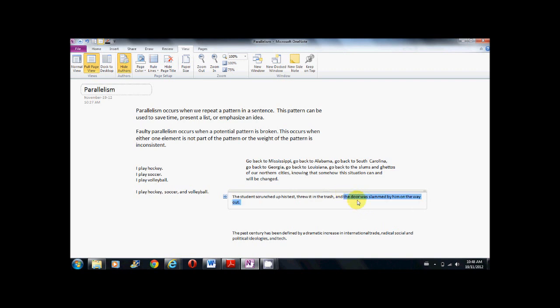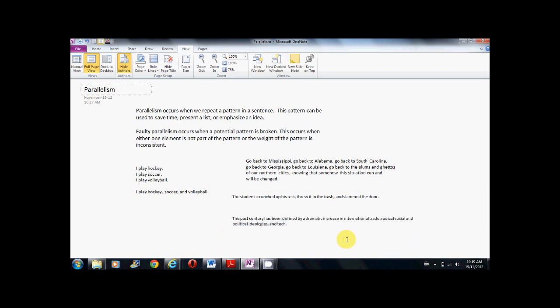The easiest way to perhaps fix this sentence would be to write: the student scrunched up his test, threw it in the trash, and slammed the door, right? Now we have that pattern maintained of verb, verb, verb. If I go back and attempt to delete the earlier part of the pattern, "the student slammed the door" makes sense, right? So we've taken this sentence that had faulty parallelism and changed it so now it is an effective parallel structure. Now, that addressed the repetition of the pattern, right? The same kinds of things.